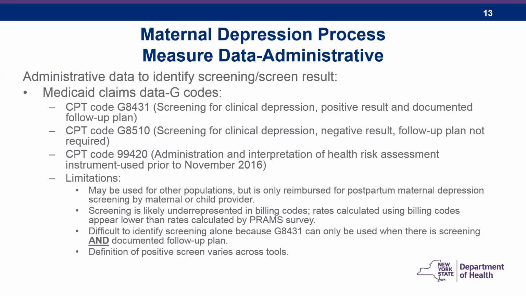We know that it's underrepresented. We got very low rates when it was calculated using these codes for last year's data. And that varies a lot from other data sources like the PRAMS Survey, which asks women directly about being asked about depressive symptoms. These screens should be done using a standardized tool, but that's not always the case if you look at records when this is reported. And then the other issue is that the positive screen can vary across tools and actually can be somewhat open to interpretation within a specific tool like PHQ-9. Next slide.